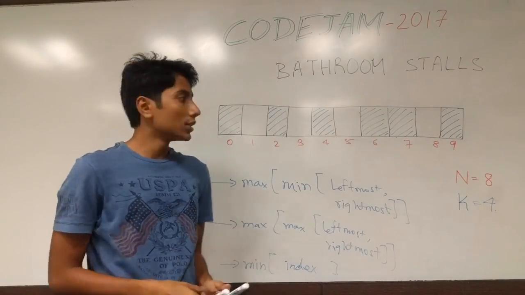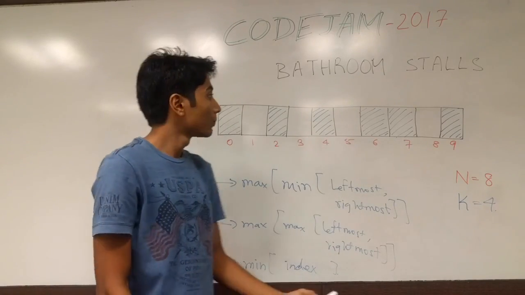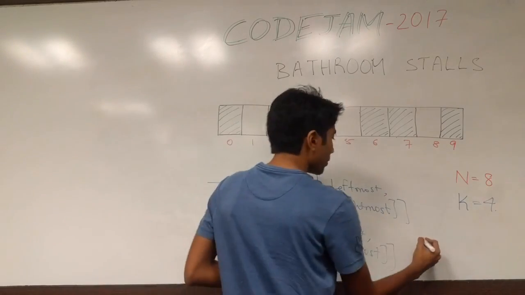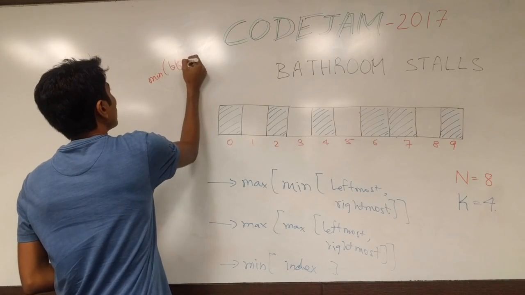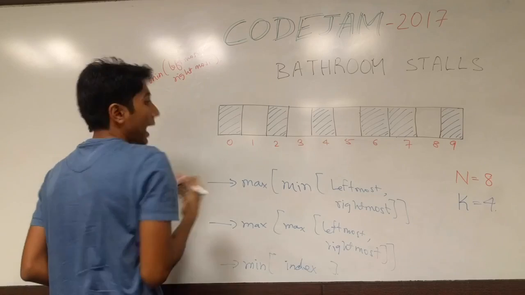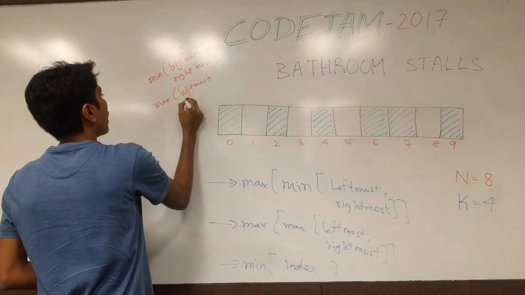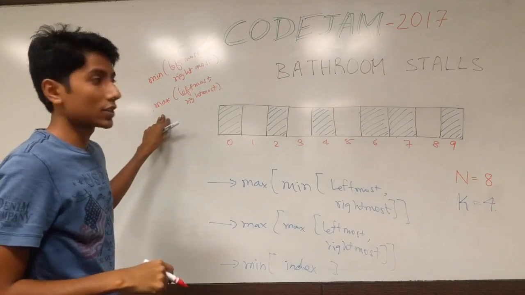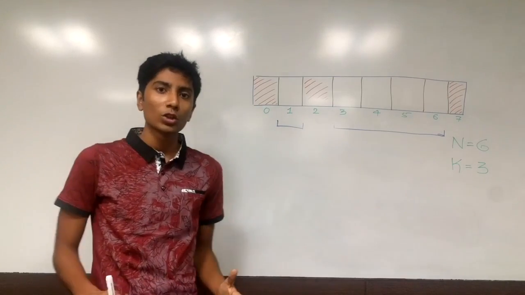And what you need to answer is, when the kth person needs to make this difficult choice of choosing a bathroom stall, what is the minimum among the leftmost and rightmost distances, and the maximum among the leftmost and rightmost distances. These two things need to be printed out for the kth person's choice, and k will be given to you. Okay. So there are a few things to notice here.